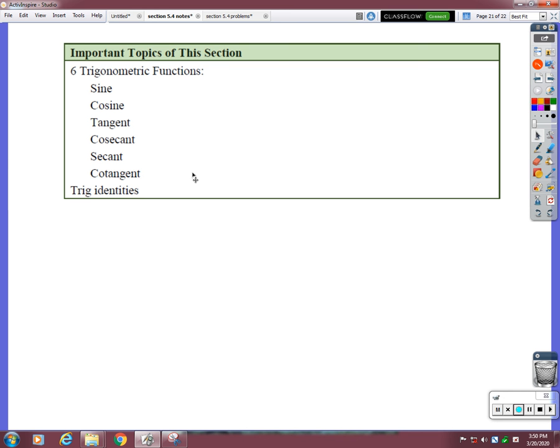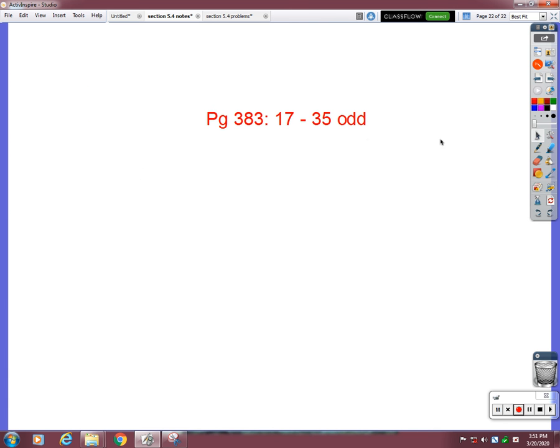So this is kind of what we learned in this section. There are 6 trig functions altogether: sine, cosine, tangent, cosecant, secant, and cotangent. They're all related to each other in various ways because they come from the same right triangles. And then today we poked around a little bit with some trig identities. So if you are a glutton for punishment, here are some problems that you can try.